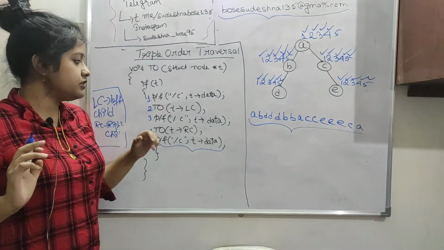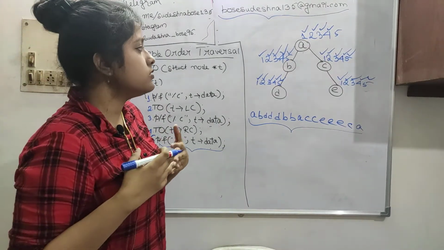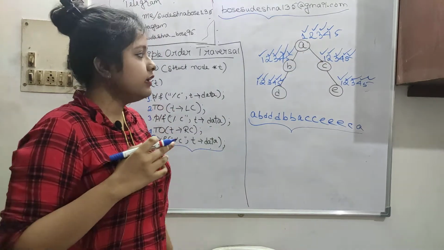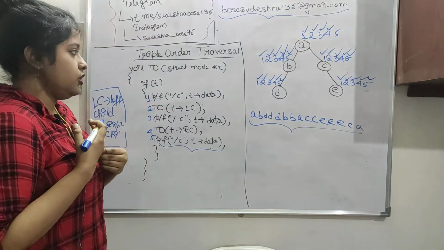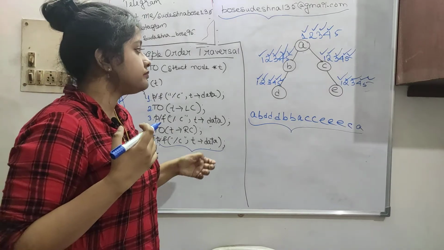So you can check that every node is printed thrice because it is triple order and we have 3 printfs. Again it can be jumbled in any way. We have done it in one way. There are some other ways also. So we will continue with trees now.